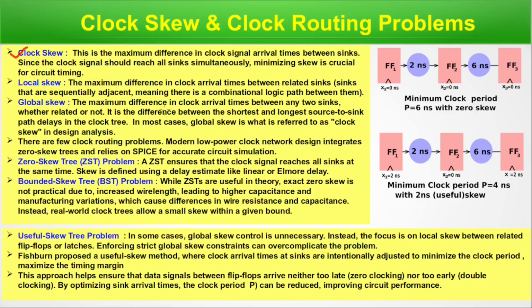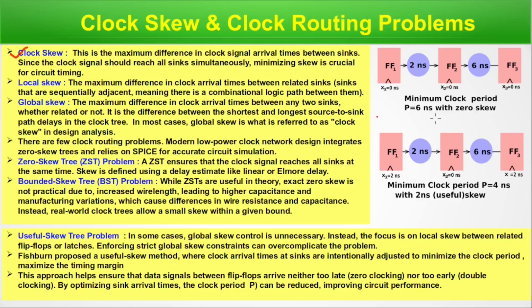And now global skew, the maximum difference in clock arrival times between any two sinks, whether related or not. It is the difference between the shortest and longest source-to-sink path delays in the clock tree. In most cases, global skew is what is referred to as clock skew in design analysis. So that is a maximum.